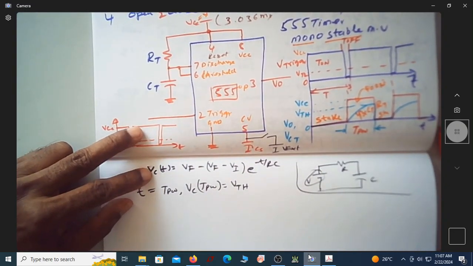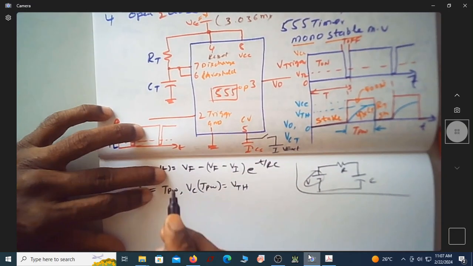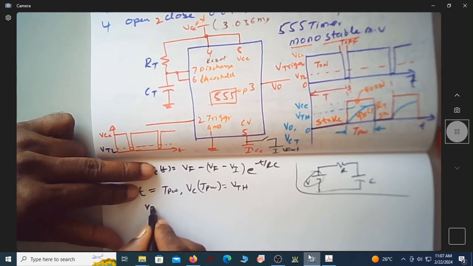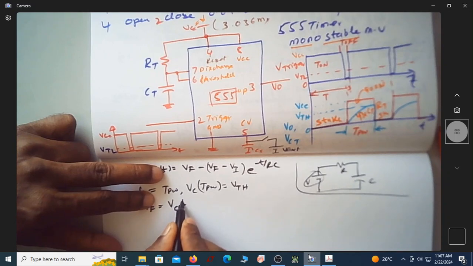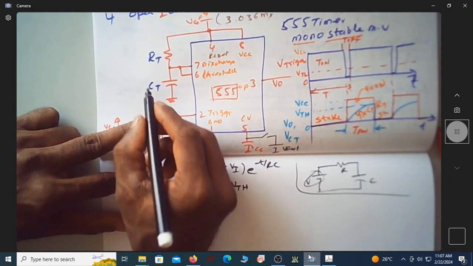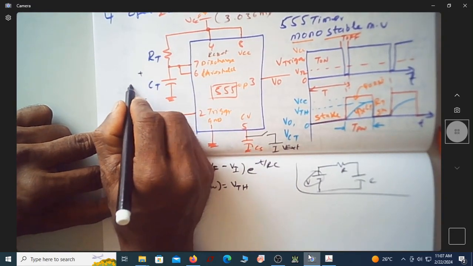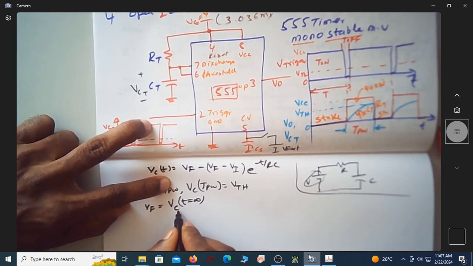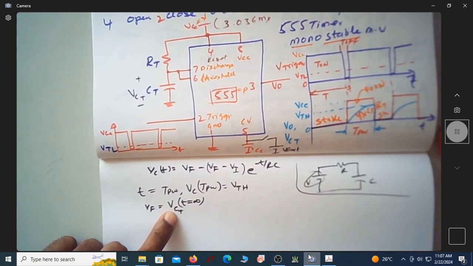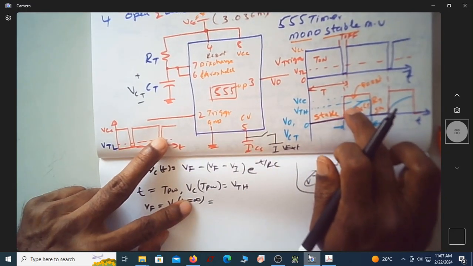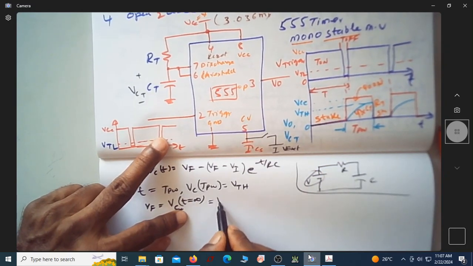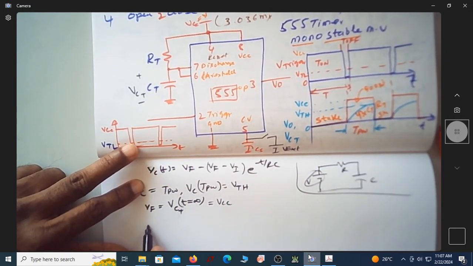Suppose the capacitor is allowed to charge till infinite time, this is V final, which is nothing but Vc with T tending to infinity. So what is this Vc? This is actually VCT, the capacitor voltage across the timing capacitor. If the capacitor is allowed to charge infinitely, it will go up to VCC.